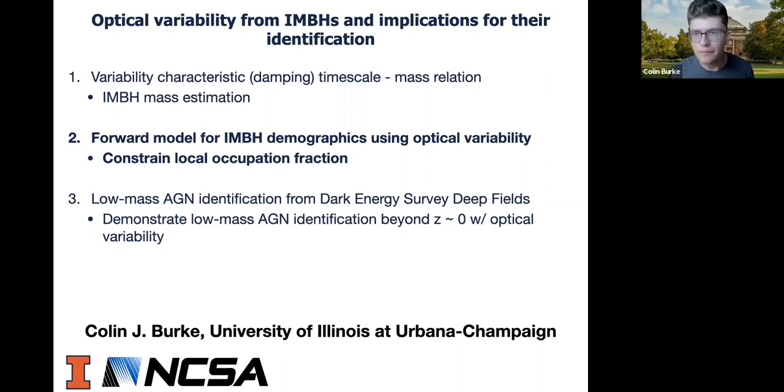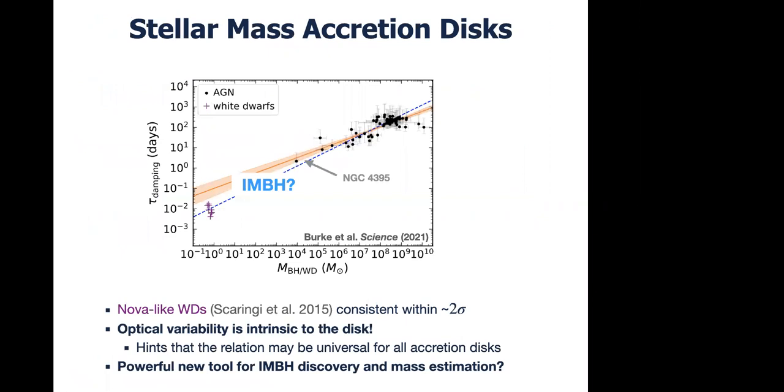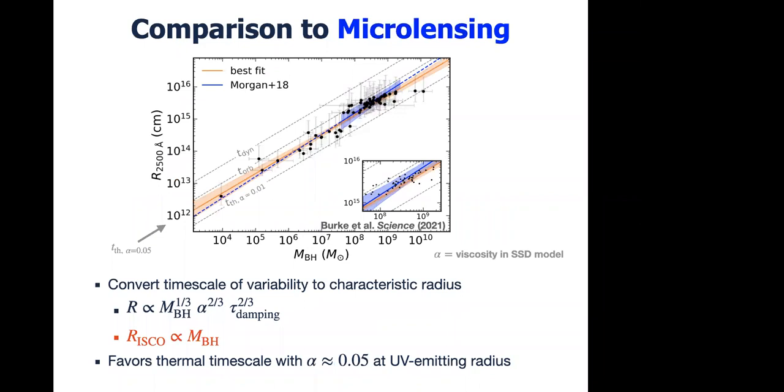Matthew? Yeah, sorry, Colin. Just on your alpha relationship, you're saying you're assuming a thin disk model, but the microlensing results tend to suggest that the radius of the thin disk model is wrong, doesn't it? Microlensing tends to suggest it's larger. So I'm wondering, is there an inconsistency there?